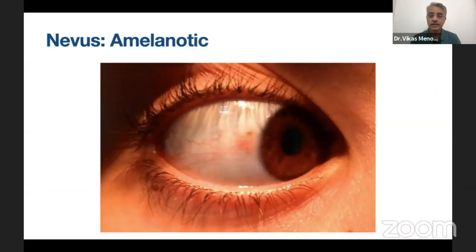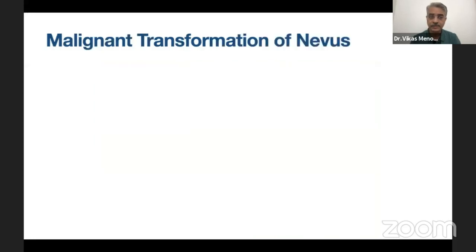Nevi can also be amelanotic, which is less common in our country, but yes, at times you may see a patient who's got a slightly reddish or pinkish patch near the limbus with some feeder vessels. But if you notice carefully, you may see at times these typical microcysts within the lesion, and that will help you to characterize the lesion as a nevus. And if you excise them and send it for pathology, this may turn out as an amelanotic nevus, which is rarely seen in our country. These nevi have less than 1% chance of conversion into a malignancy.